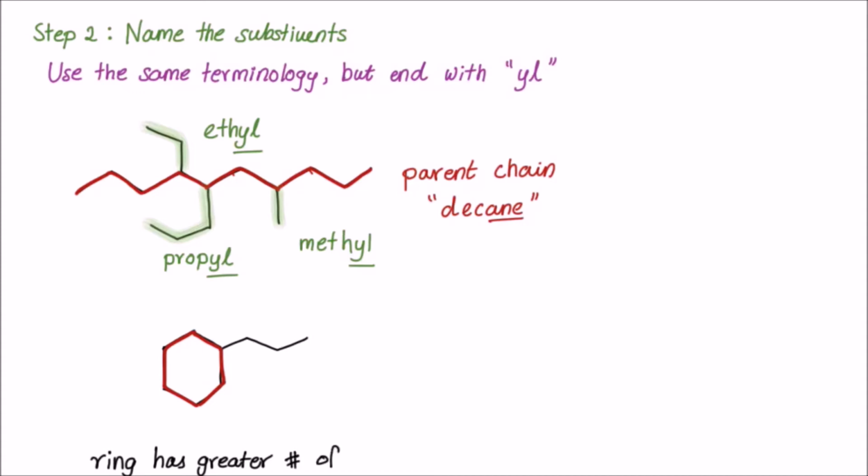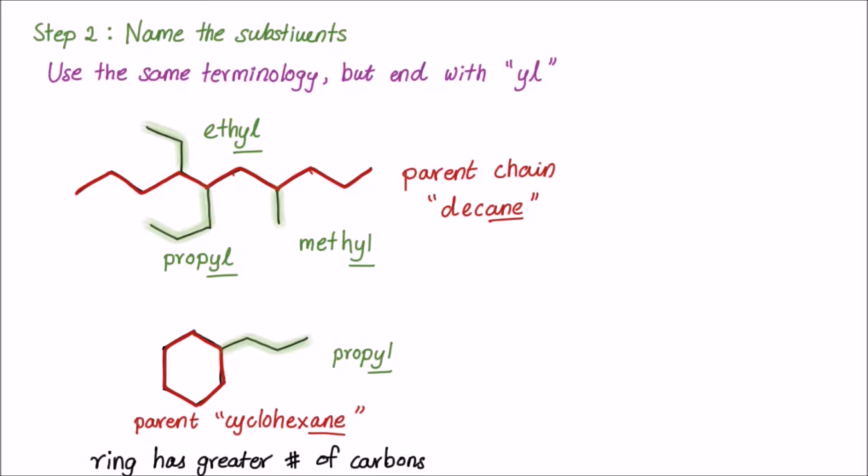So here the ring has greater number of carbon atoms compared to the chain. So the ring is going to be the parent. And since it has 6 carbon atoms, we call that hexane. And since it's a cycle, we call that cyclohexane. And that's going to be the substituent. It has 3 carbon atoms, so we call that propyl.